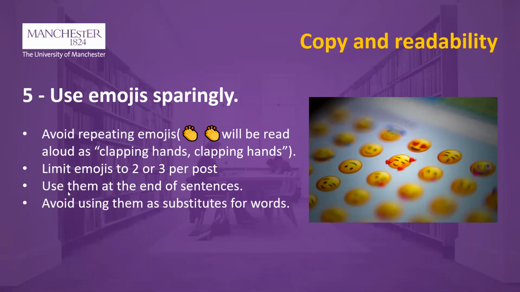Tip 5 is to use emojis sparingly, so avoid repeating emojis. I don't think many screen readers acknowledge when an emoji is used, but will read out exactly what it sees. So the example there would be read as clapping hands, which, when you've seen whole strings of emojis, you can imagine how long that would take to read out and how it could be frustrating for certain users.